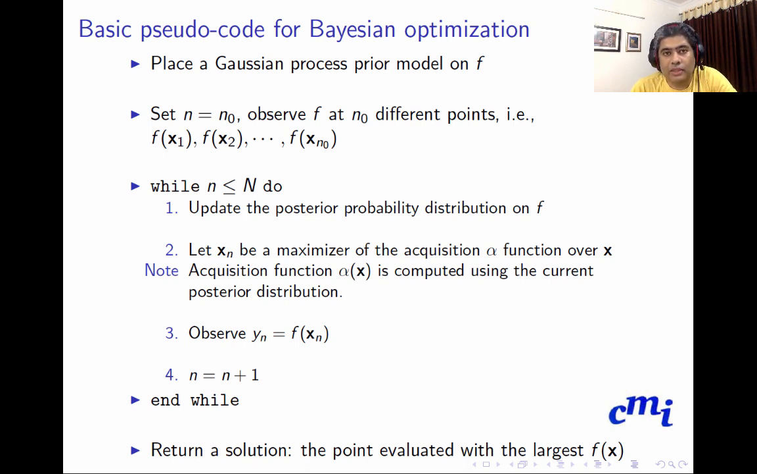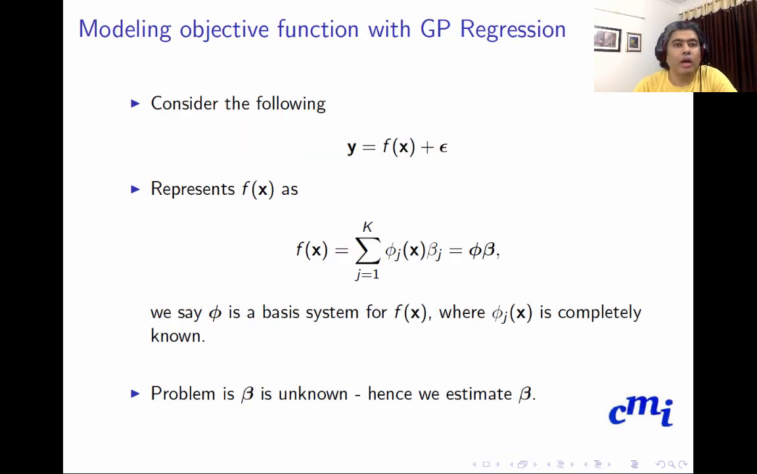There are many different methods for the acquisition function, but I'm going to discuss a very simple method of just drawing a simple random function from the posterior distribution and treating that as the acquisition function alpha. It works pretty reasonably well, and I will show you a demo that it actually does. So the first step is modeling the objective function with GP regression, or Gaussian process regression.